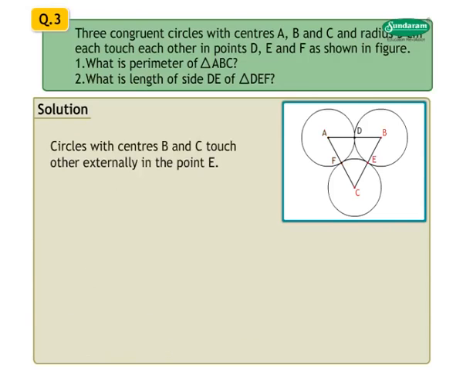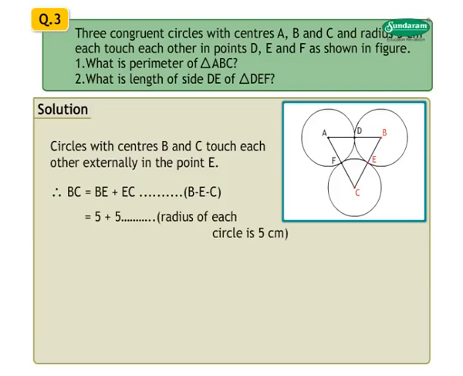Circles with centers B and C touch each other externally in the point E. Therefore, BC = BE + EC, since points B, E and C are collinear, = 5 + 5, as the radius of each circle is 5 centimeters, = 10 centimeters.